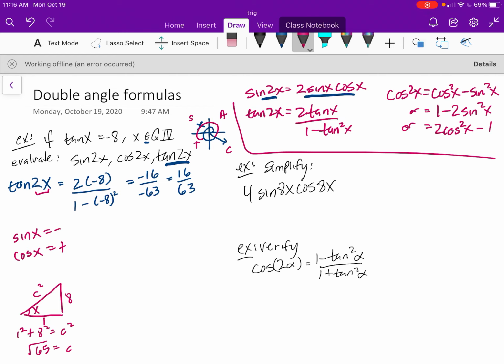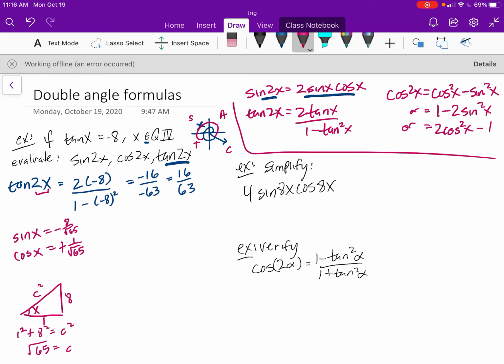Again, we're not going to count positive or negative because I already know sine is negative. And sine is O over H, so 8 over square root 65. Should we rationalize it? Yes, but our result is not looking for sine or cosine. We're looking for sine 2x, so I'm going to leave it for now. Cosine, adjacent over hypotenuse, 1 over square root 65. Now I have everything I need for the formulas, right?